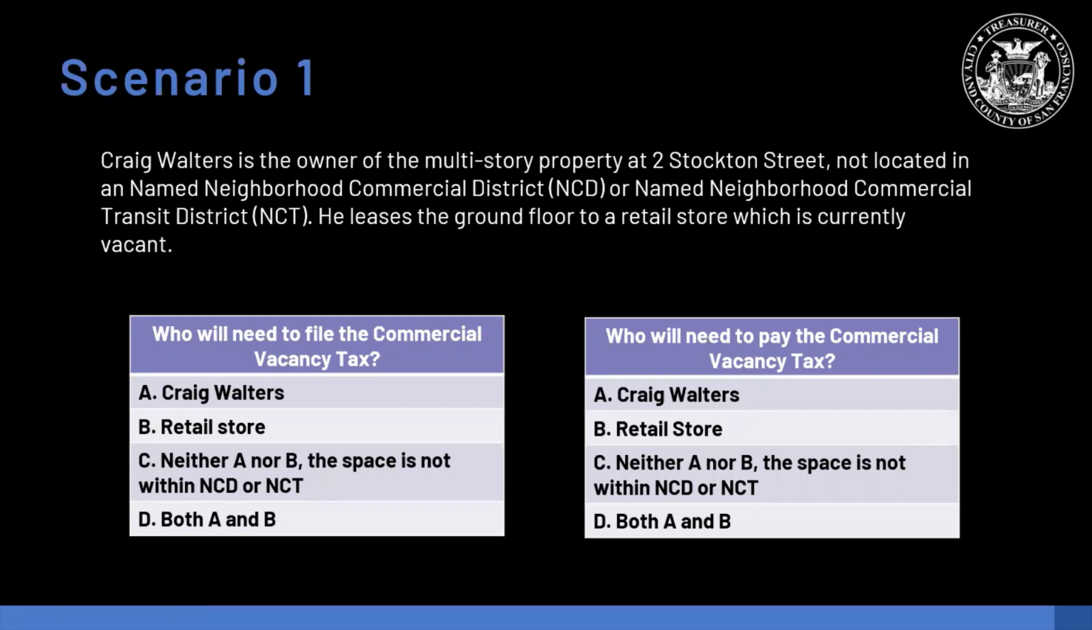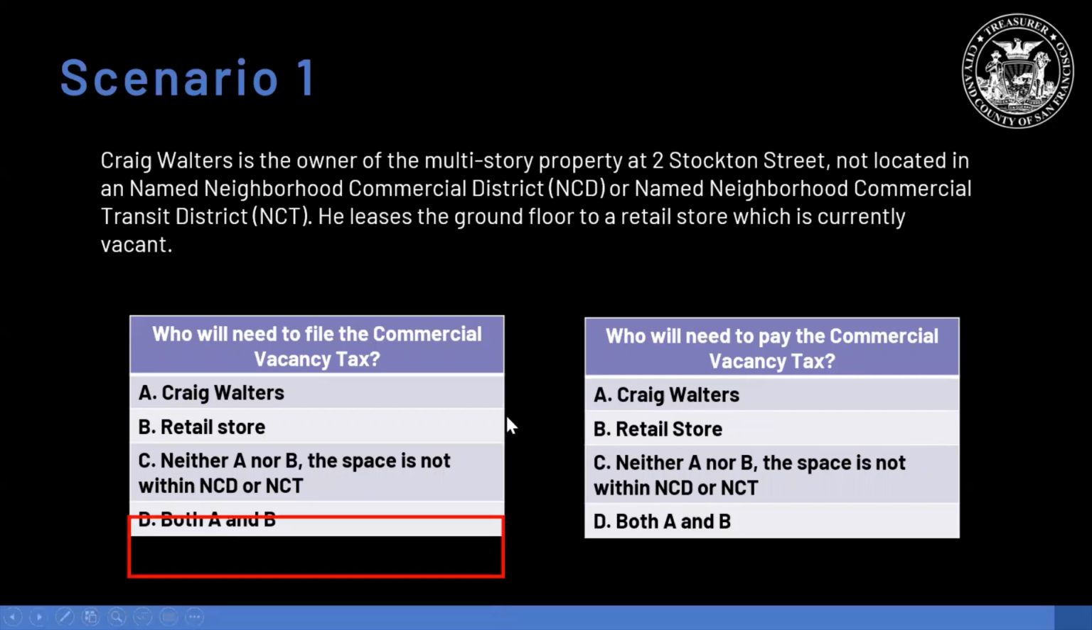Scenario 1. Craig Walters is the owner of a multi-story property at Stockton Street, not located in a named neighborhood commercial district or named neighborhood commercial transit district. He leases the ground floor to a retail store which is currently vacant. Who will need to file the commercial vacancy tax? Craig Walters, retail store, neither, or both?